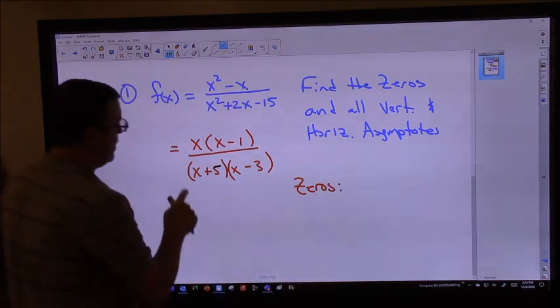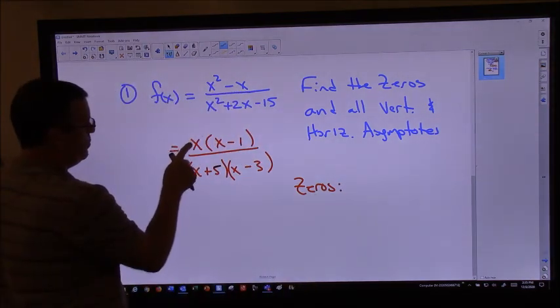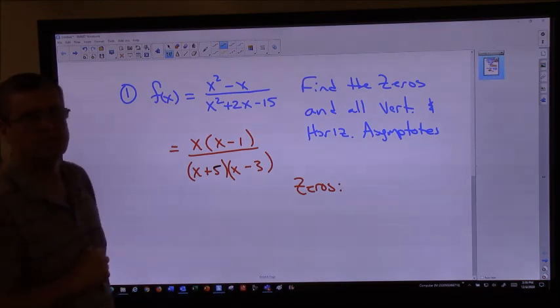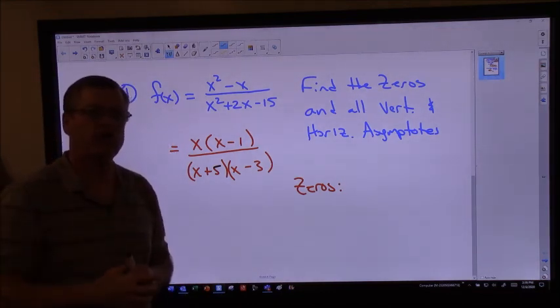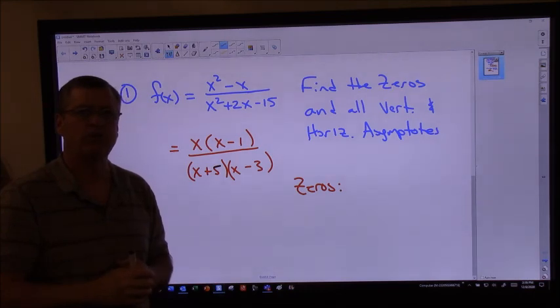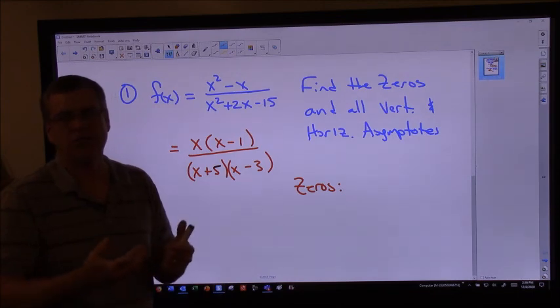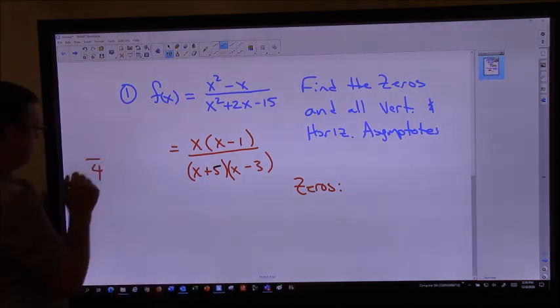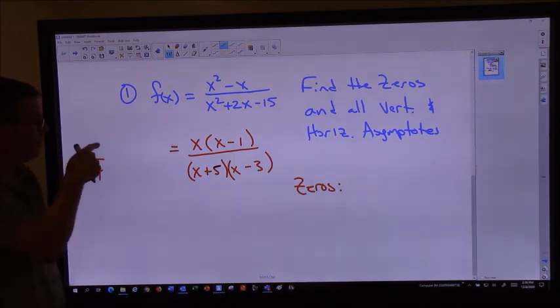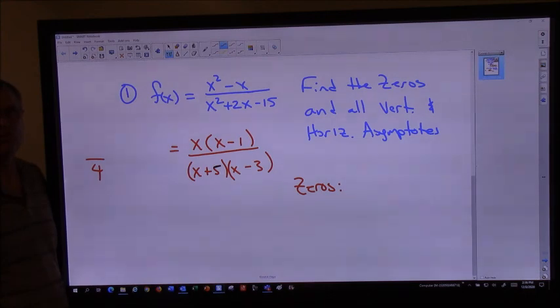Okay? So I would look at this now and I would say, okay, the zeros are going to be at x equals 0 and 1. We got to keep on saying this in our head. The only way a fraction can equal 0 is if the numerator is 0. I mean, think about it. Here's a fraction, okay? I've got something over 4. What number are you going to put here to make this equal 0? There's only one number.